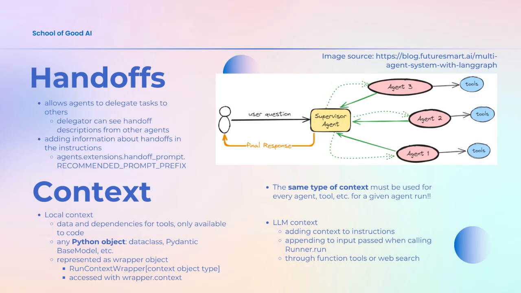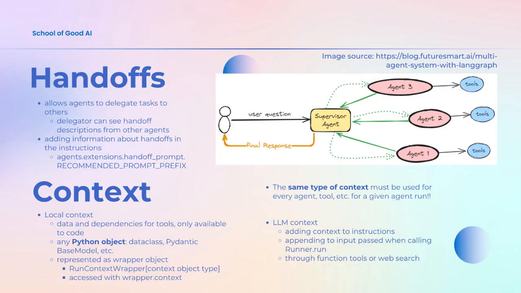Another integral part of multi-agent workflows is handoffs. This mechanism allows agents to delegate tasks to one another, passing along context and instructions based on responsibilities and capabilities of other agents. Handoffs enable seamless teamwork between agents, optimizing the efficiency of the workflow. You can add information about handoffs in the instructions using the recommended prompt prefix from the handoff prompt module. This ensures each agent knows exactly what to expect from the handoff process.